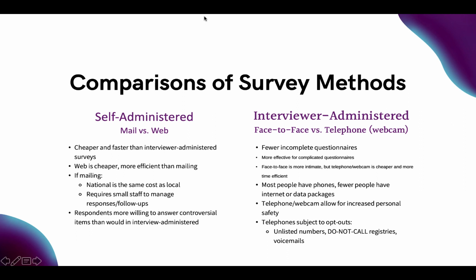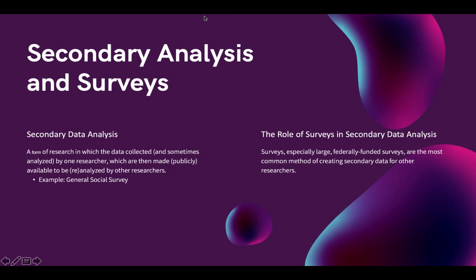However, when it comes to telephone-administered surveys, you might have many more opt-outs. You might have unlisted numbers or do not call numbers, or you might reach voicemails. So these are all important considerations for when you're going out into the field or when you're collecting data via survey. I do want to point out that surveys are the most used type of secondary data.